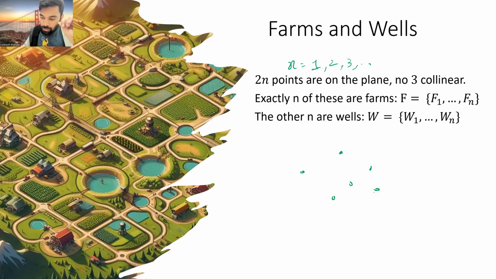In this example, n is 3. So there are 3 farms, so 3 of the points are farms. In the diagram drawn next to the question, these are the farms. And then there are some lakes or some wells. So there are 3 farms, let's say F1, F2, and F3, and there are 3 wells, W1, W2, and W3.